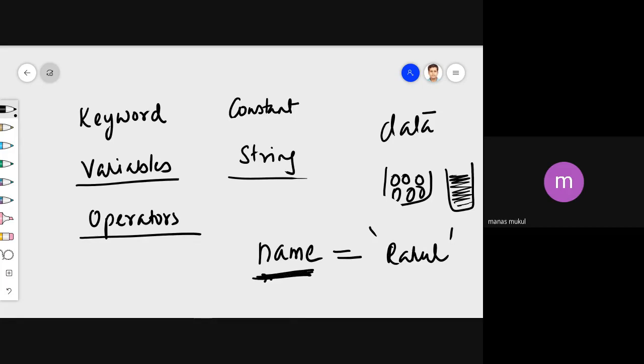But is this container the same? Yes. In the same container, I can keep changing the values. I can fill it up with Rahul, I can fill it up with Manas, then tomorrow I can fill it up with whoever it is. The name keeps changing, but this container is fixed. So this container, which is very important because it stores the data, is called a variable. Did you all understand?